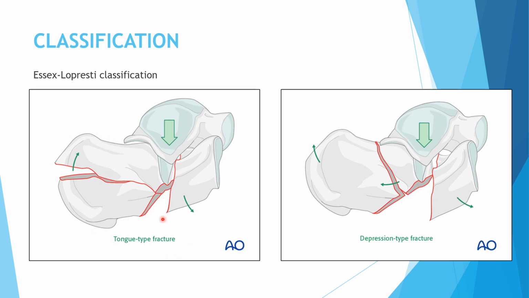This is much less common. This is much more common. There will be another fracture line that goes here, depressing the joint. So most of our talk will be on the depression type.